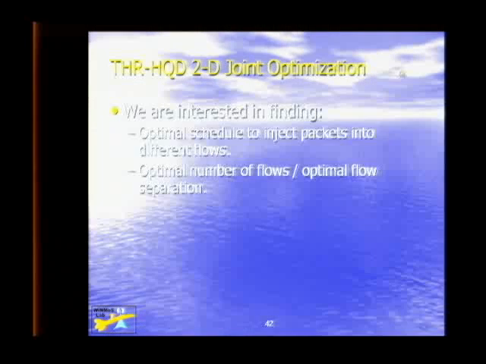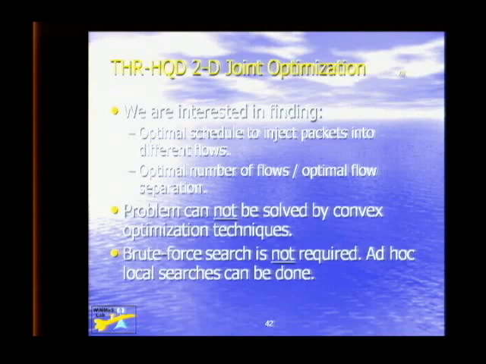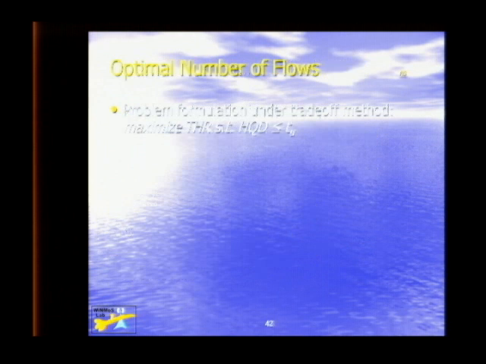So we are interested in finding, let's say, optimal scheduling to inject packets into different flows, and optimal number of flows, or optimal flow separation, in other words. So this is another convex optimization function, and it cannot be solved properly with convex optimization techniques. But there's also a structure to the problem so that we do not need to use brute force search algorithms. So what we do is, the problem formulation under the trade-off model is to maximize the throughput subject to, let's say, head of queue delay constraints.